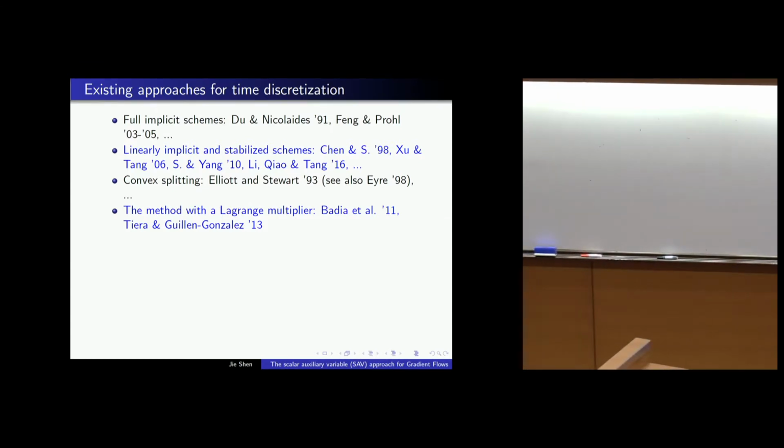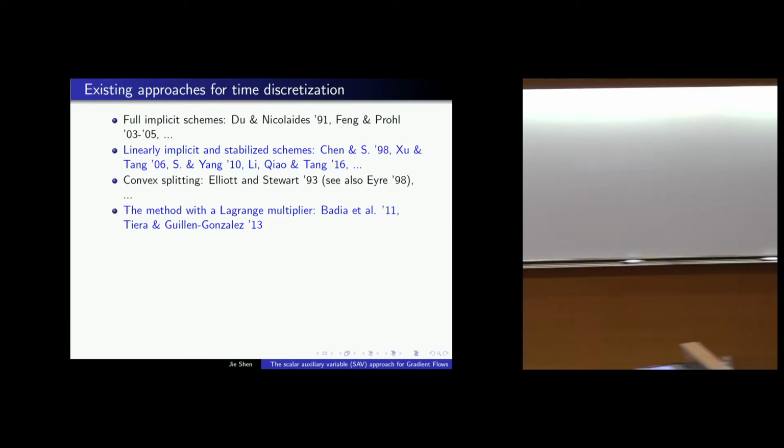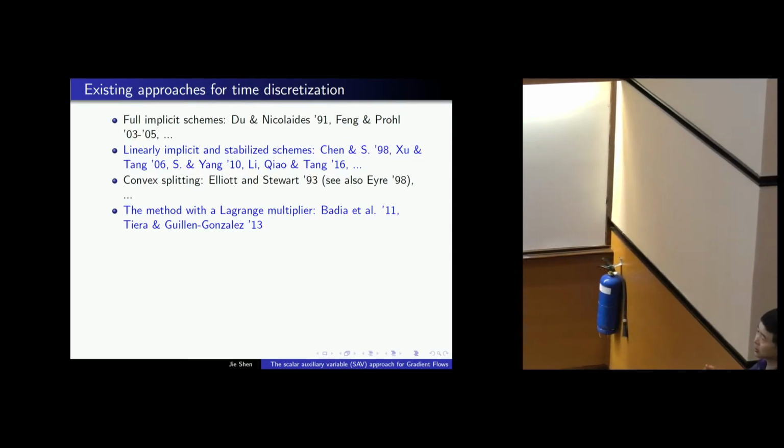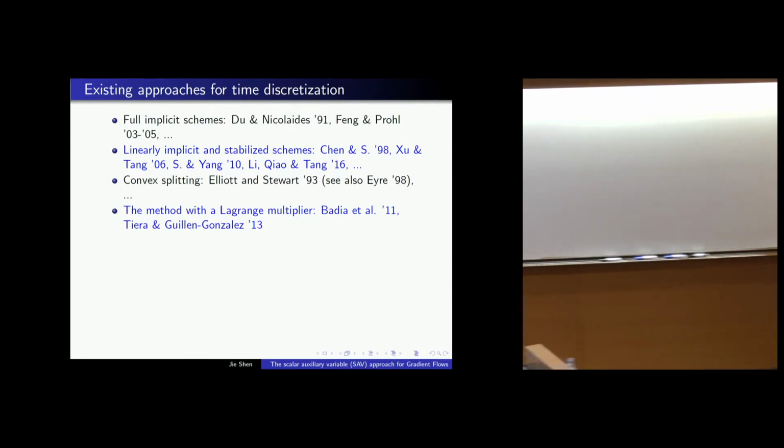And then there's a very interesting way to think about, which is the method with Lagrange multipliers. This is by a couple of Spanish mathematicians. And so they introduce an auxiliary variable so that you can have more flexible ways to design your scheme.